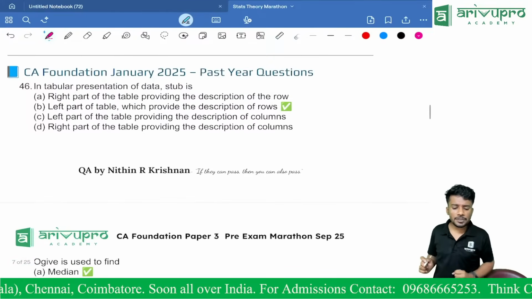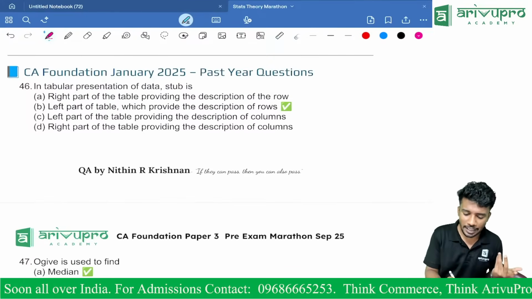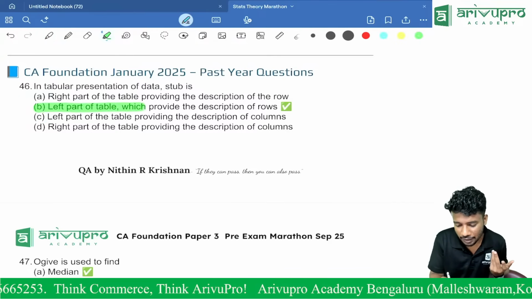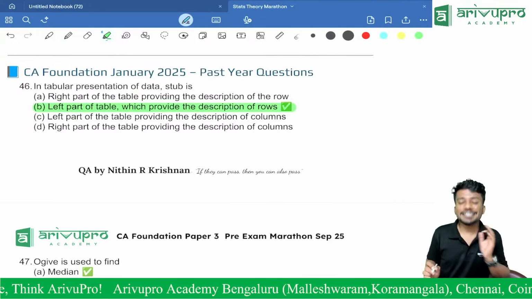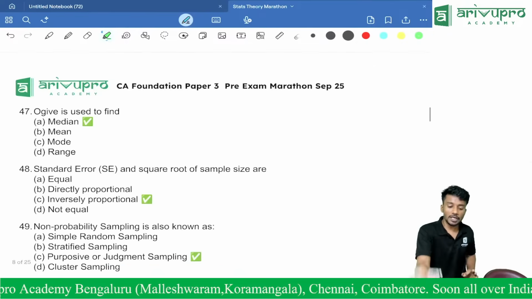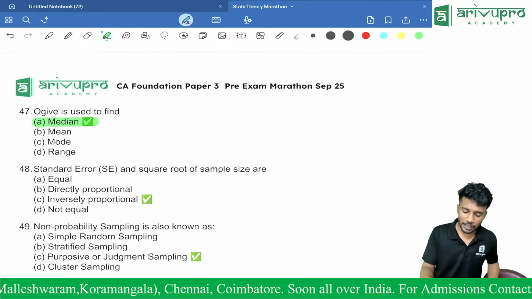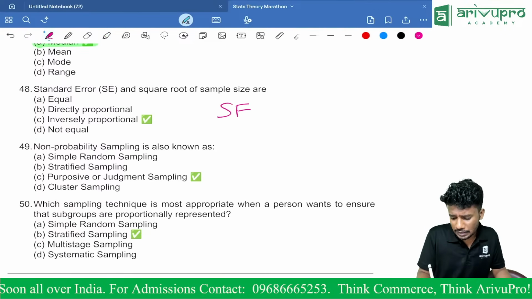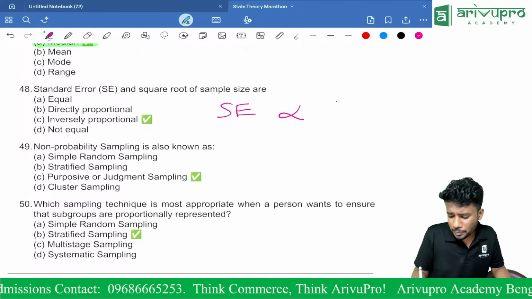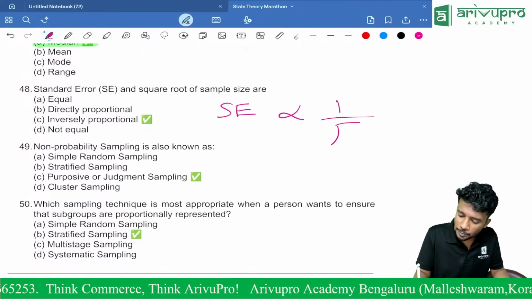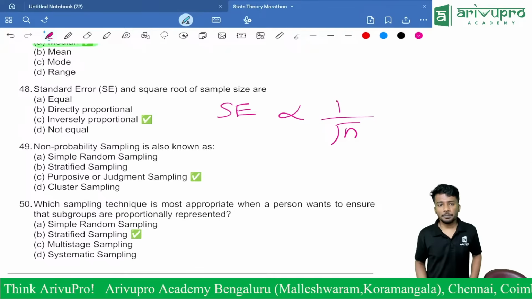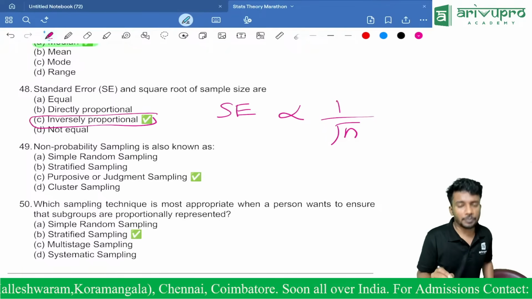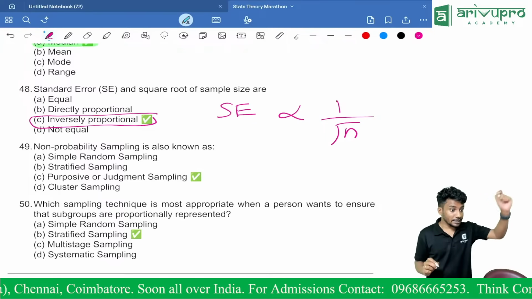In tabular presentation of data, what is the stub? Left part of the table. High chance for this question this time. Left part of the table which provides description of the rows. Then ogive is used to find what? Median. Then standard error. Standard error is inversely proportional to what? Inversely proportional to the root of n, the sample size. Okay, remember that it is inversely proportional. This was one of the early stage questions.